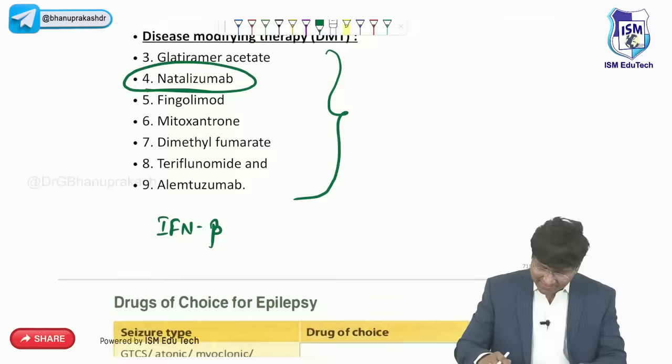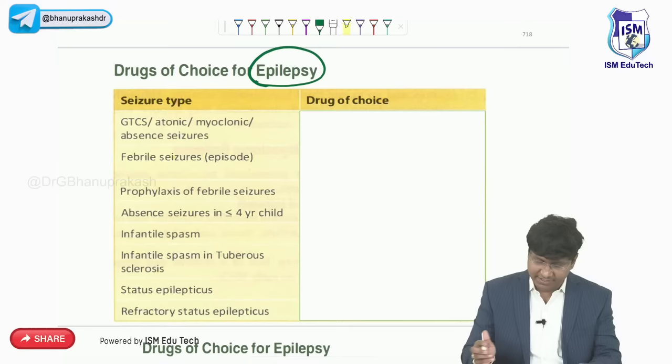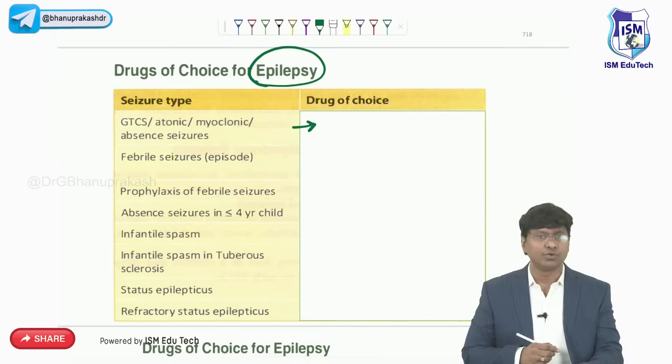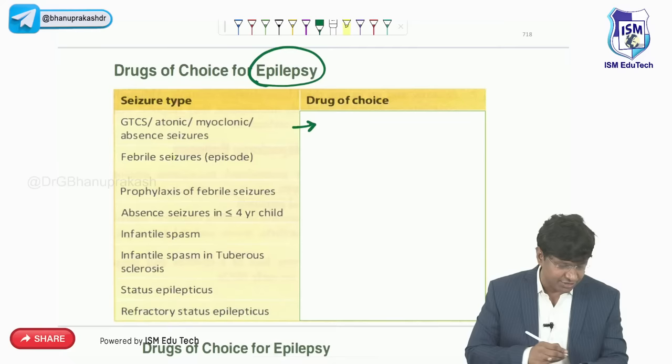In epilepsy, what is very important is the drug of choice in various types of epilepsy. Please answer this: what is the drug of choice in GTCS, atonic, myoclonic or absence seizures? That will be valproic acid.